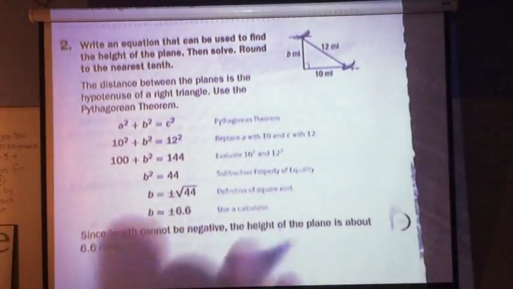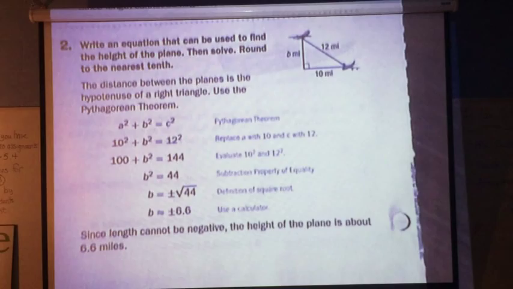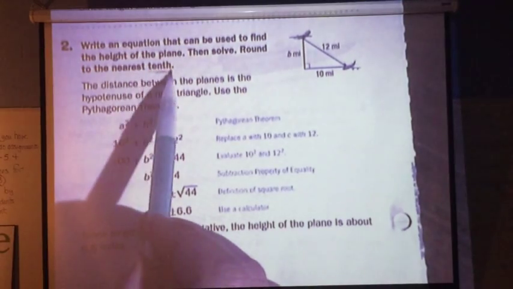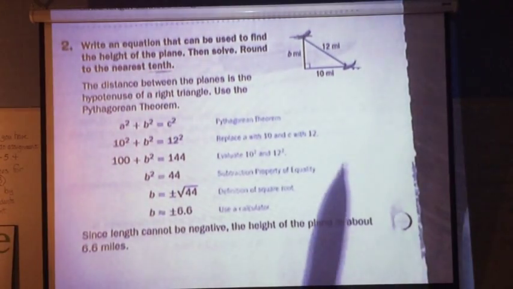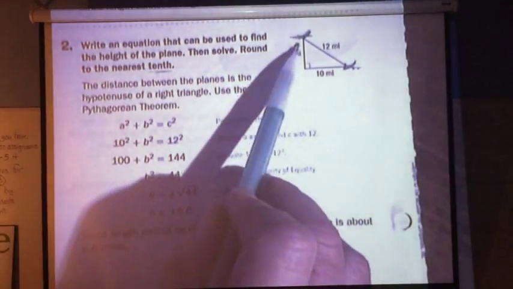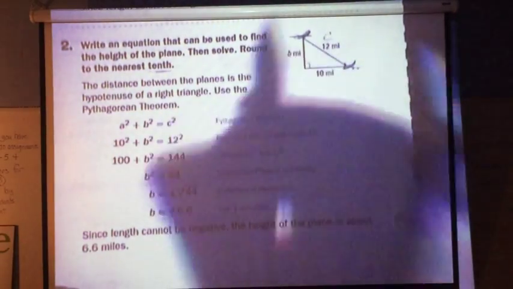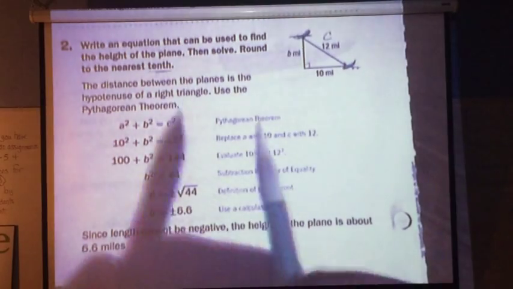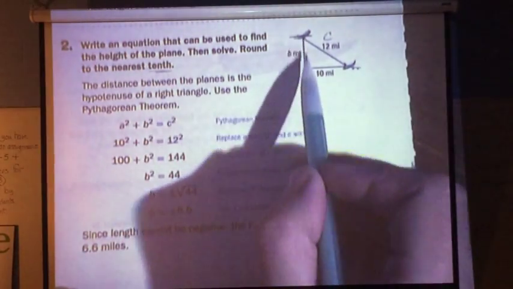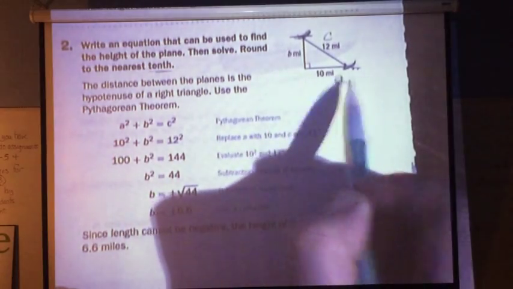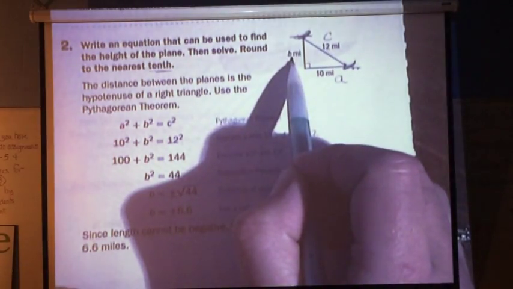Next, let's take a look at example number 2. For example number 2, you're asked to write an equation that could be used to find the height of the plane and then solve. Round to the nearest tenth. So we're going to go ahead and round our answer to the nearest tenth. The distance between the planes is the hypotenuse of the triangle. Distance between the two is the 12. That's our hypotenuse, which is c. We're going to use the Pythagorean theorem to find the height of how high the plane is.